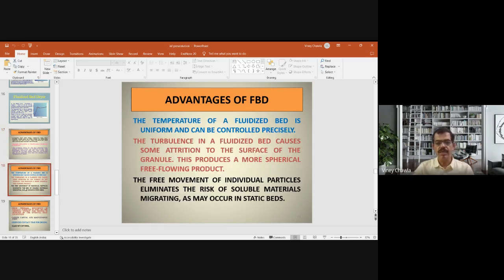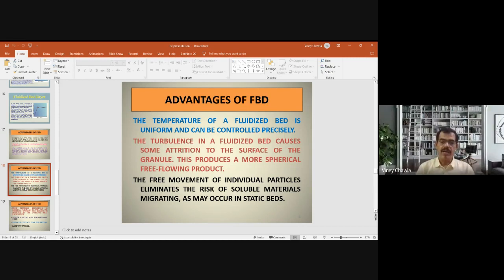Continuing with the advantages, the temperature of a fluidized bed dryer is uniform and it can be easily controlled. And the turbulence that is present in a fluidized bed causes some attrition to the surface of the granule. So this produces more spherical particles. The free movement of individual particles eliminates the risk of soluble materials migrating.